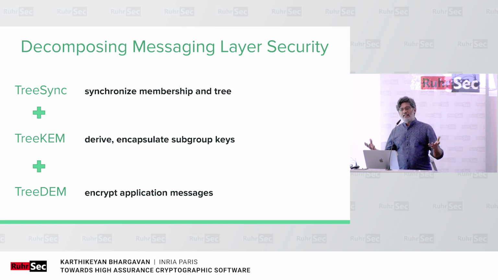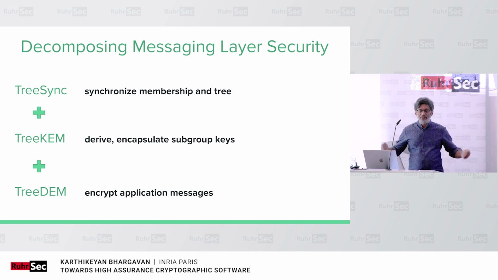Then once everybody has the same tree, the next step is how do you derive a key for all the subgroups in the tree. So given the public keys in the tree, we can do this key derivation, encapsulate keys, decapsulate fresh keys, and so on. And that's the TreeKEM aspect.